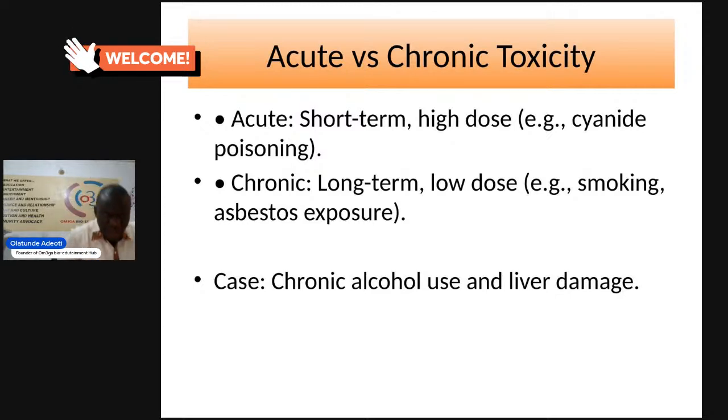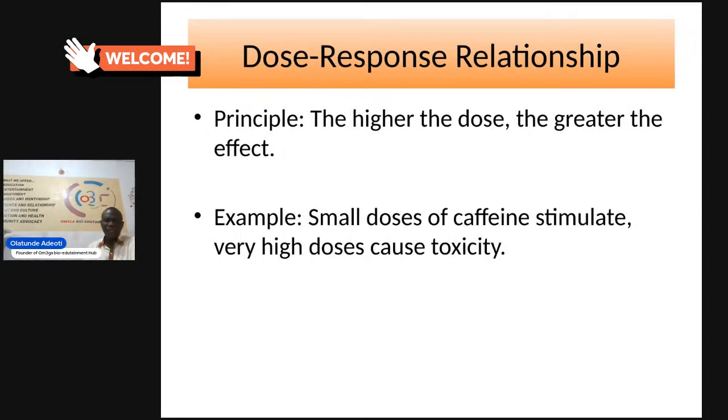So the relationship between alcohol use and liver damage is a long-term effect. It's not going to happen immediately. It's not going to happen within a short period of time, but it's going to take place over a very long period of time. It can take years, it can take even hundreds of years before the effect will be felt. So then I also mentioned the dose response relationship.